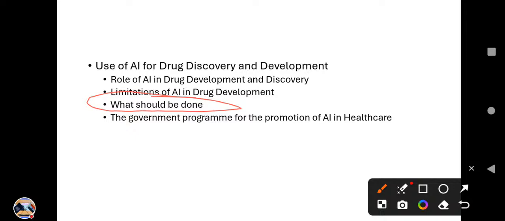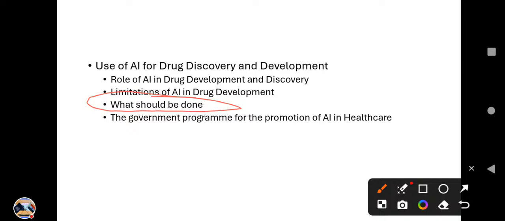So, oncologist means to discover the genetic disorder in the patient. Okay, government programs for the promotion of artificial intelligence in healthcare. What should be written for this artificial intelligence used in drug discovery?